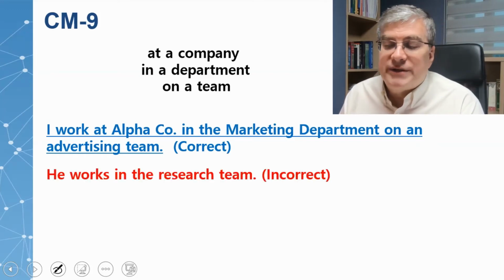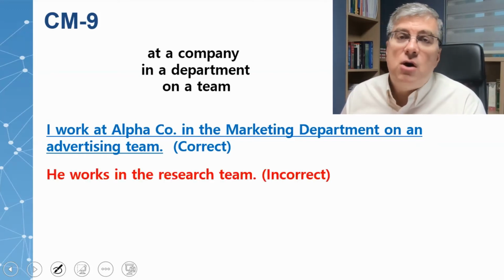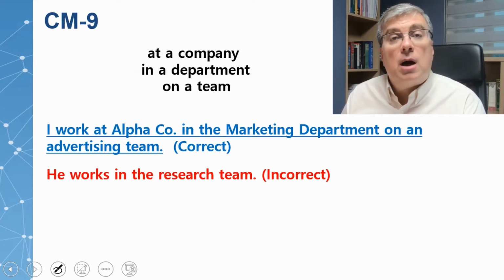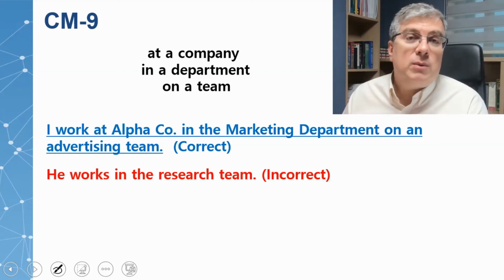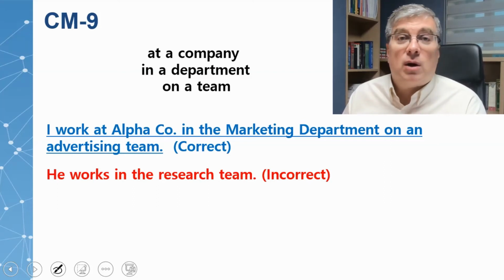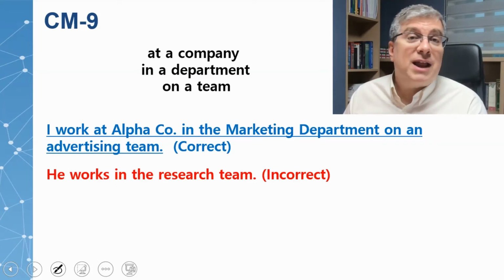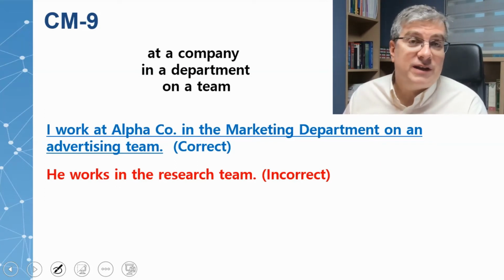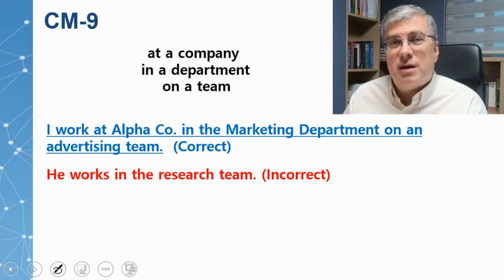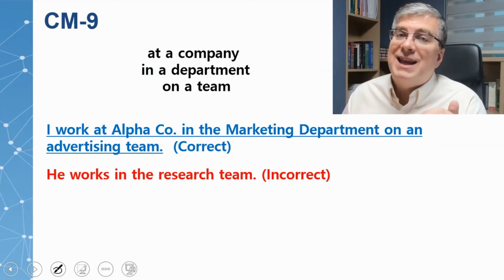Don't say he works in the research team. You don't work in a team, you work on a team. So normally we say he's on a team, or especially if you're talking about sports, you would say so-and-so is on this team. Well, you could say he plays for this team. That's very common. But when you're talking about which team does he play for, you can say he's on such and such team. So you are on a team. You're not in a team.